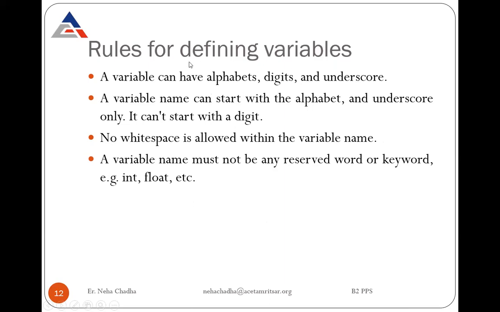There are certain rules for defining the variables that are similar to defining the identifiers. A variable can be alphabets, digits and underscores. A variable name can start with the alphabet and underscore only. It can't start with a digit. No white spaces, that means a single space is not allowed within the variable name. A variable name must not be any reserved word or keyword, for example int, float, etc. That is the same rules that have been used for the identifiers.